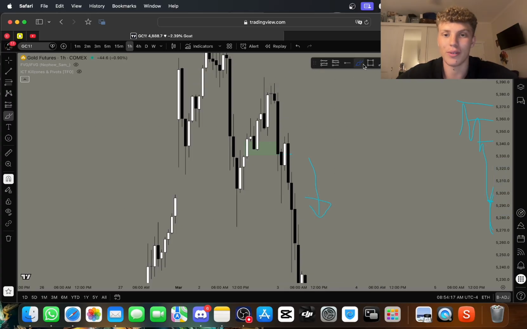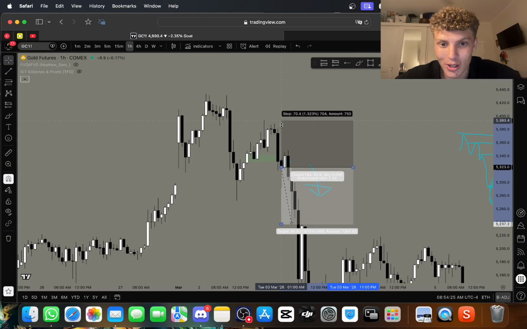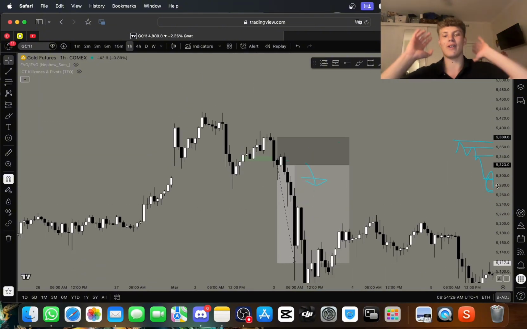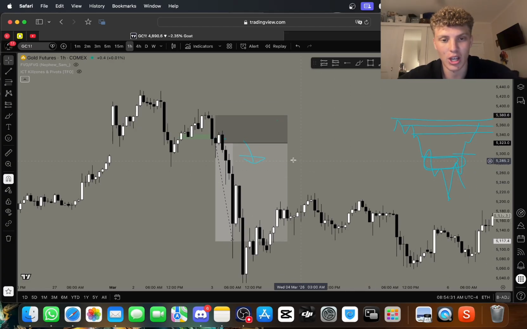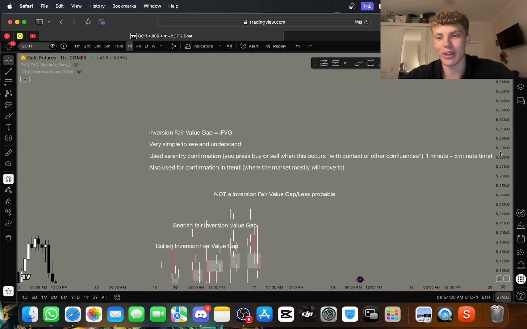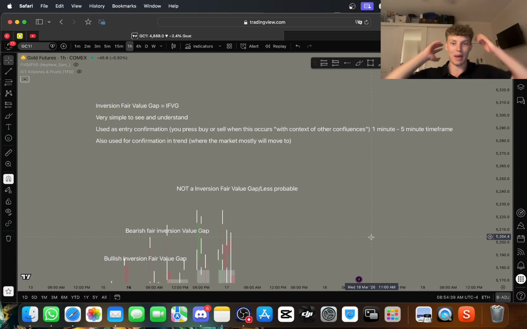And what do? Obviously, you wouldn't take a trade off of a higher time frame inversion fair value gap like this, but say you do take it, price drops a lot. So on and so forth. Very, very simple understanding. It's just a normal fair value gap with a candle closure through it, inverting the fair value gap. I hope that makes sense to everyone.